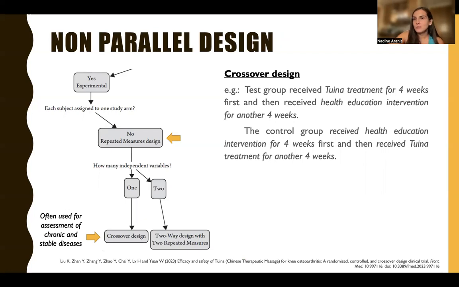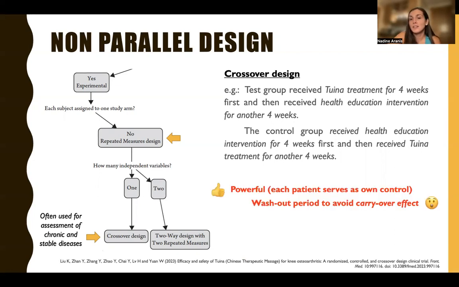That could be, for example, testing a test group that first received Tuina, which is a Chinese massage treatment, for 4 weeks, and then received a health education intervention for another 4 weeks. And in parallel, you will have a control group that received the health education intervention for 4 weeks, and then received Tuina treatment. So they switched the treatment and the intervention.